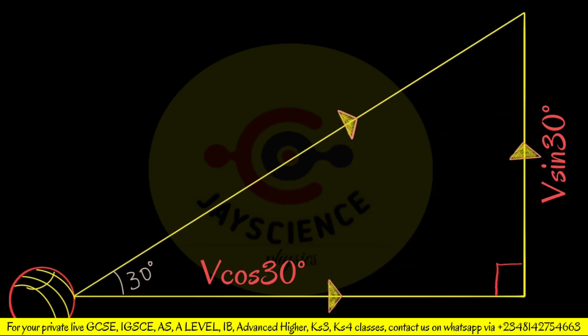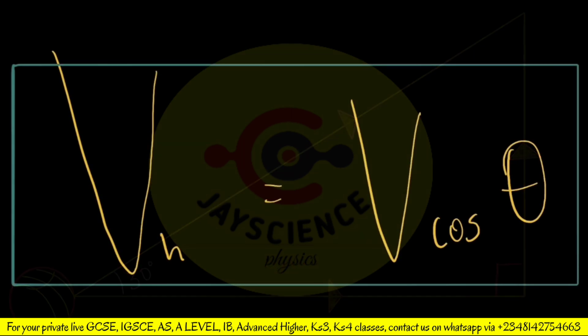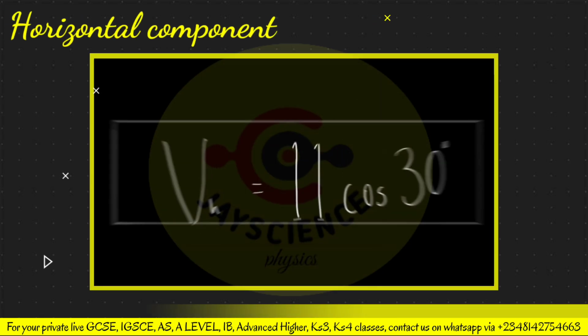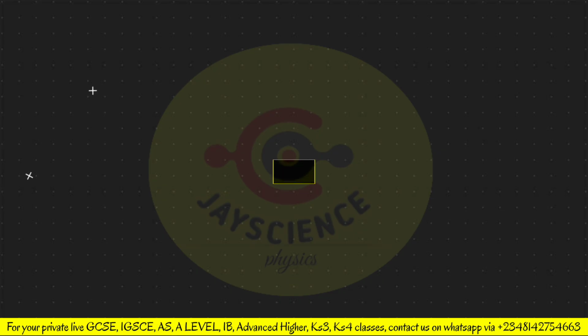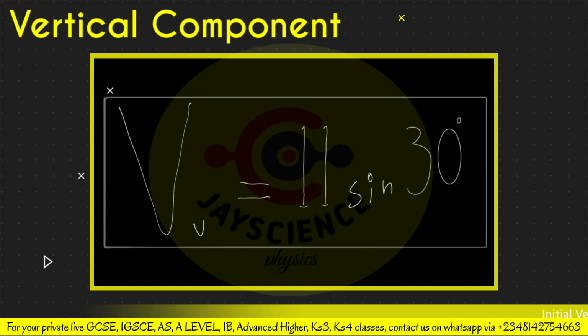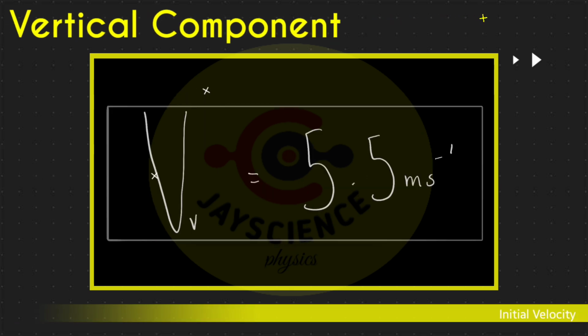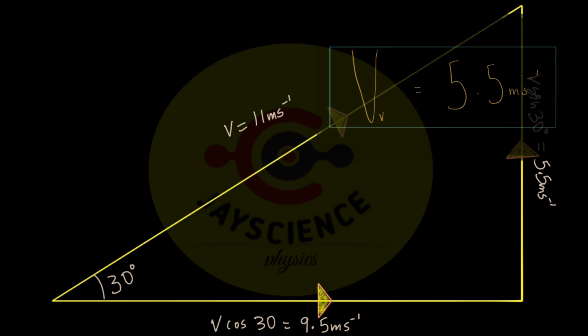First things first, you've got to resolve your velocity into the horizontal and vertical components. Your horizontal component is your velocity cos theta, that is 11 cos 30, that gives you 9.5. Your vertical component is v sine theta, that is 11 sine 30, gives you 5.5.